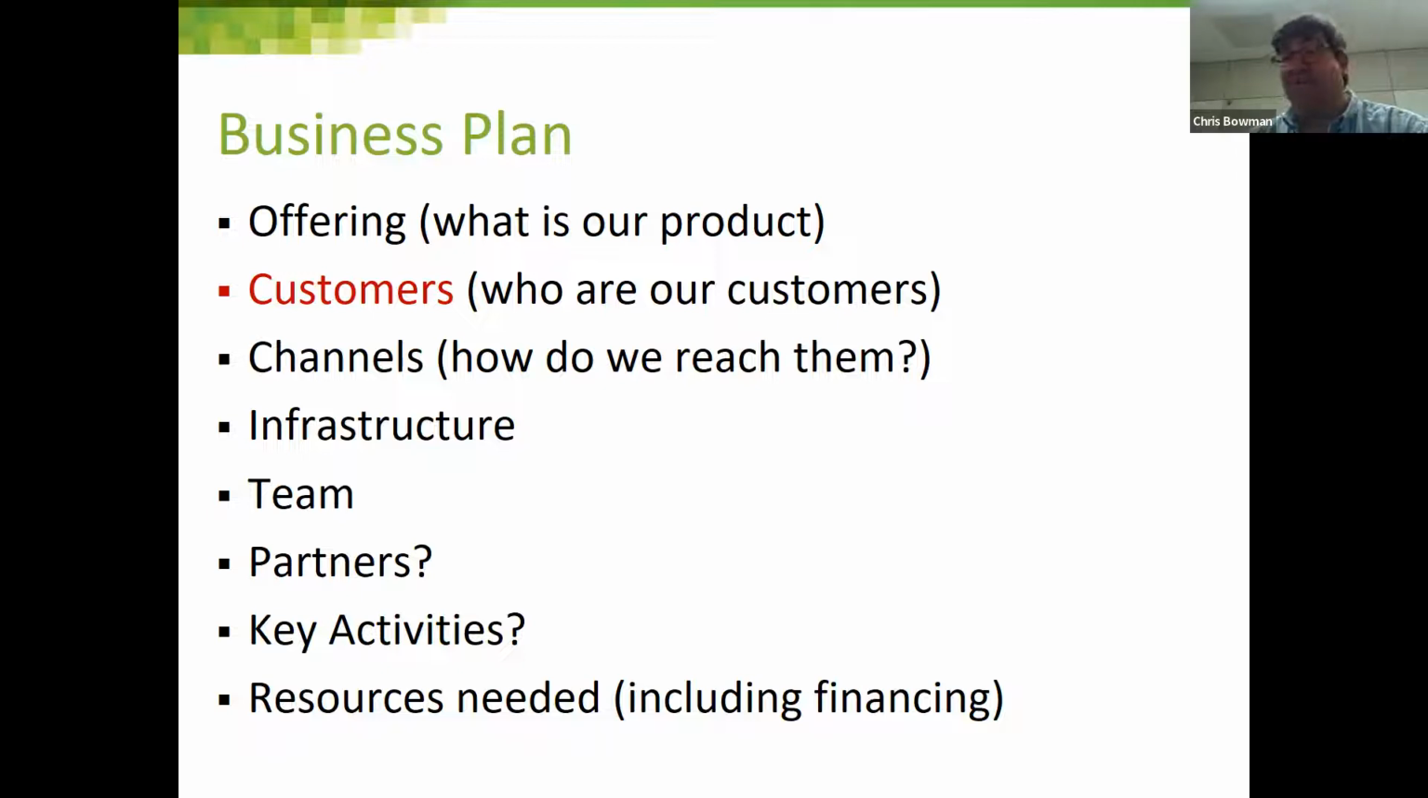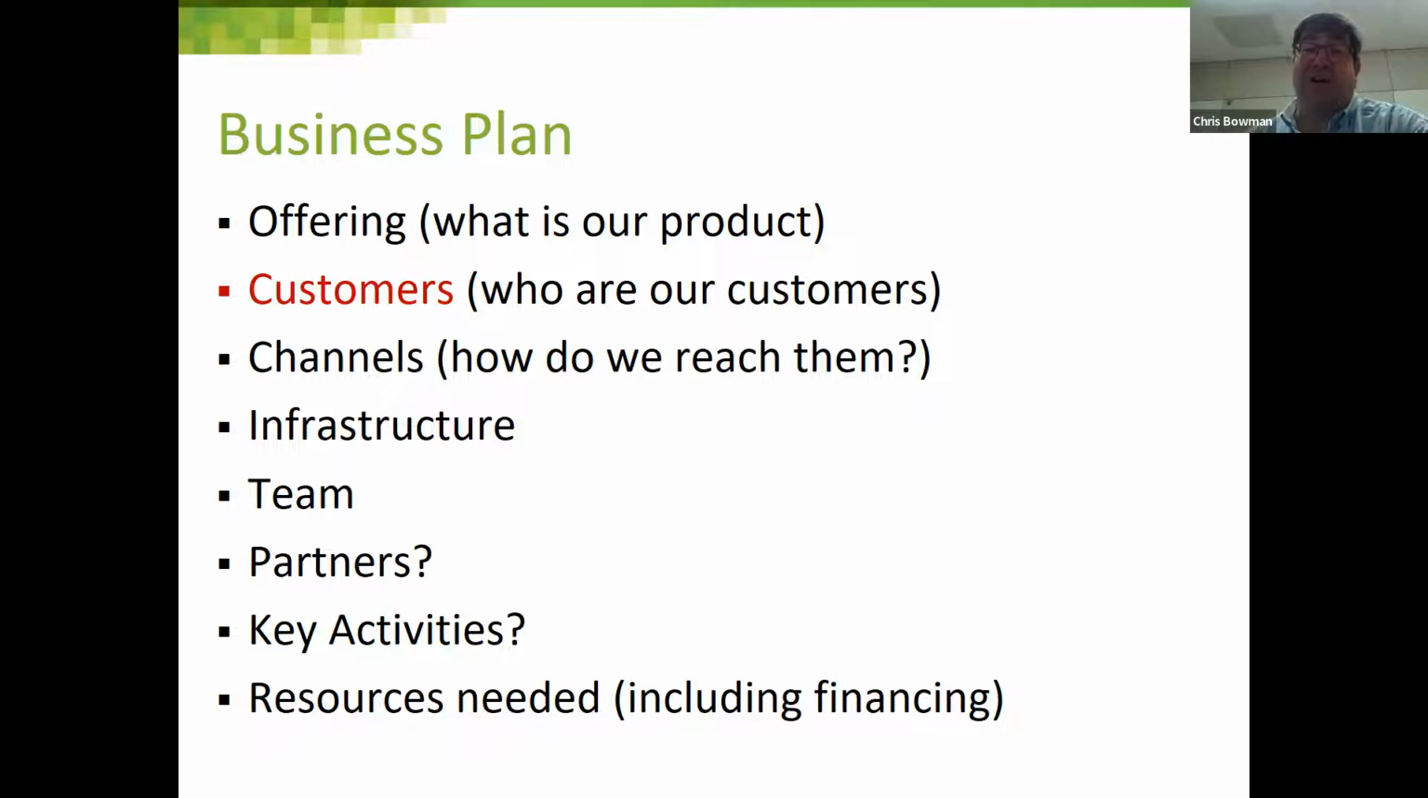And business plans will address all of these sorts of headings. What's our product? Who are our customers? How are we going to reach our customers? What do we have and what do we need to get moving? Do I need that manufacturing facility? What is going to be necessary in terms of delivering this in the marketplace?